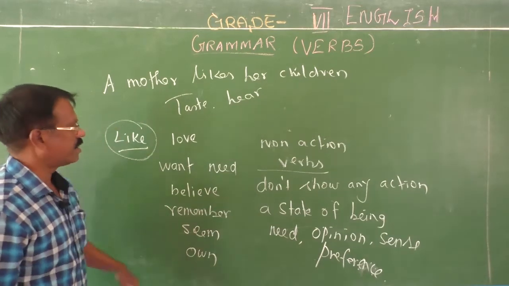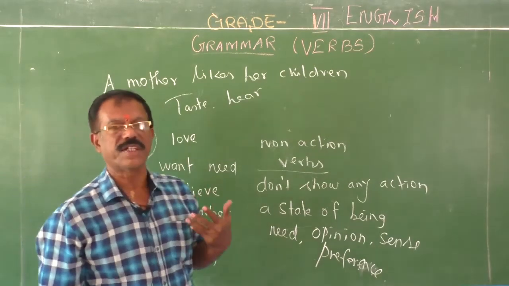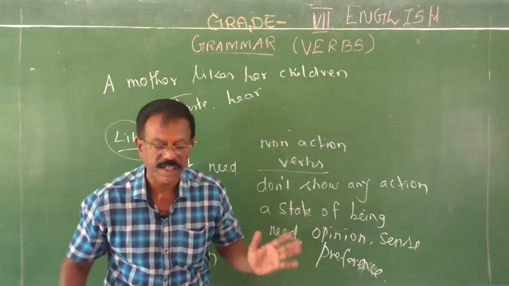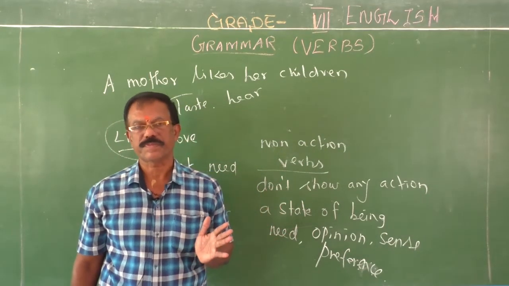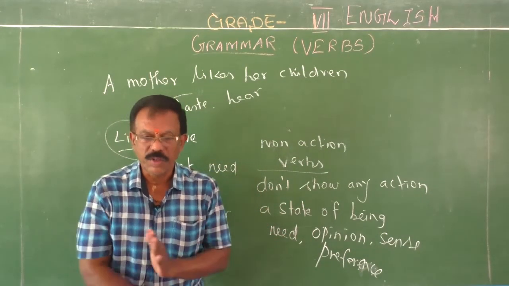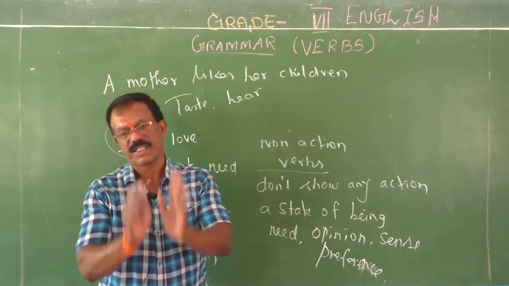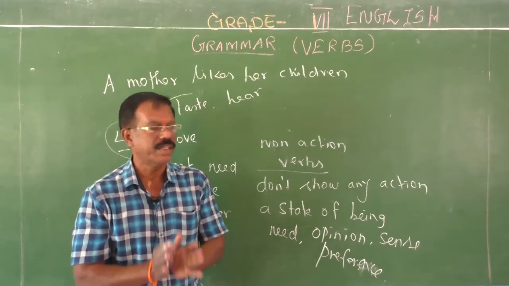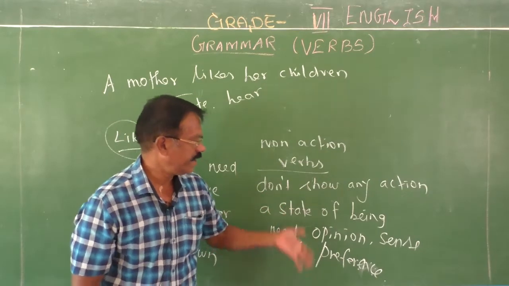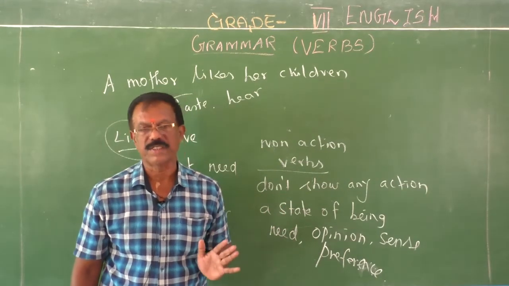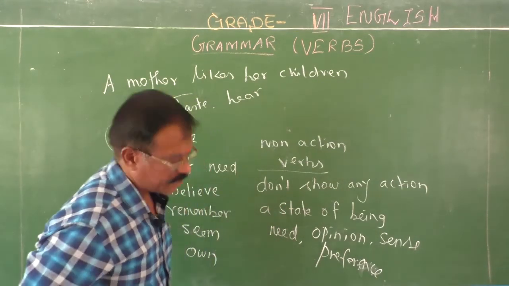So in all these examples, I have given you good sentences using all these words. They are called non-action verbs. They don't show any action. They just express a state of being, opinion, need, sense and preference. Okay, children? Very good. Next.